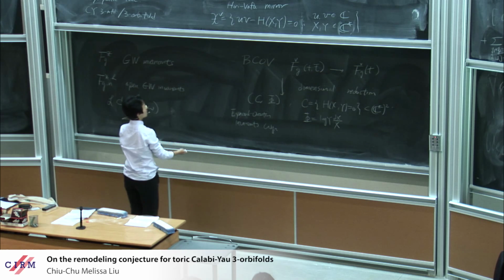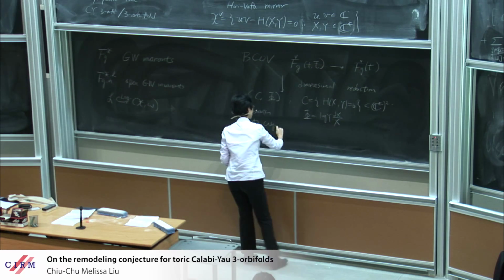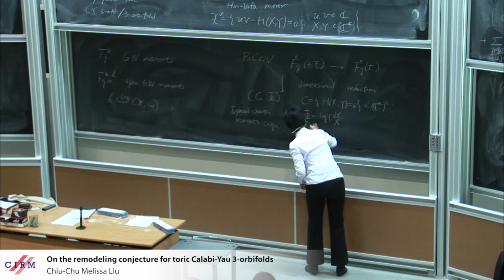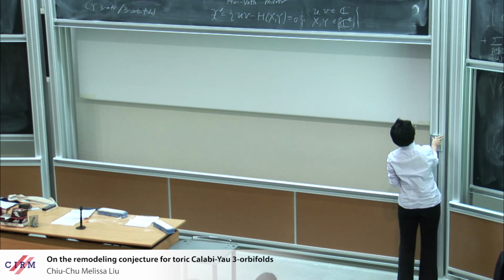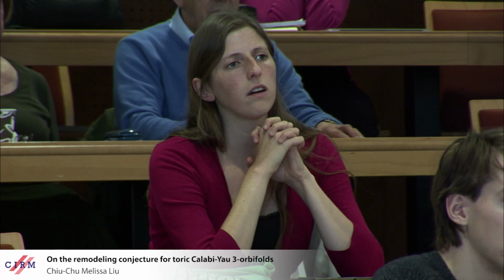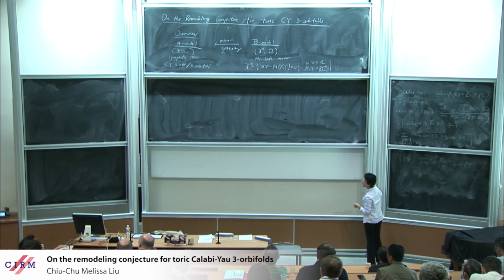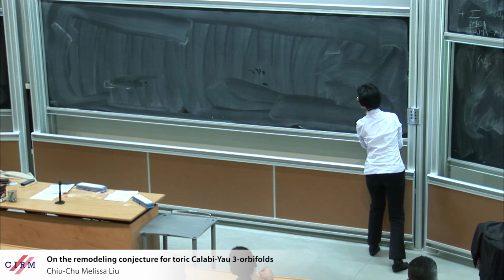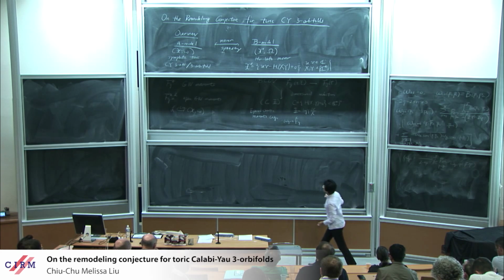Okay, so then this remodeling conjecture. It is conjectured that there is also a formula for omega g,0. So omega g,0 is supposed to be this thing. Okay, so what is this?